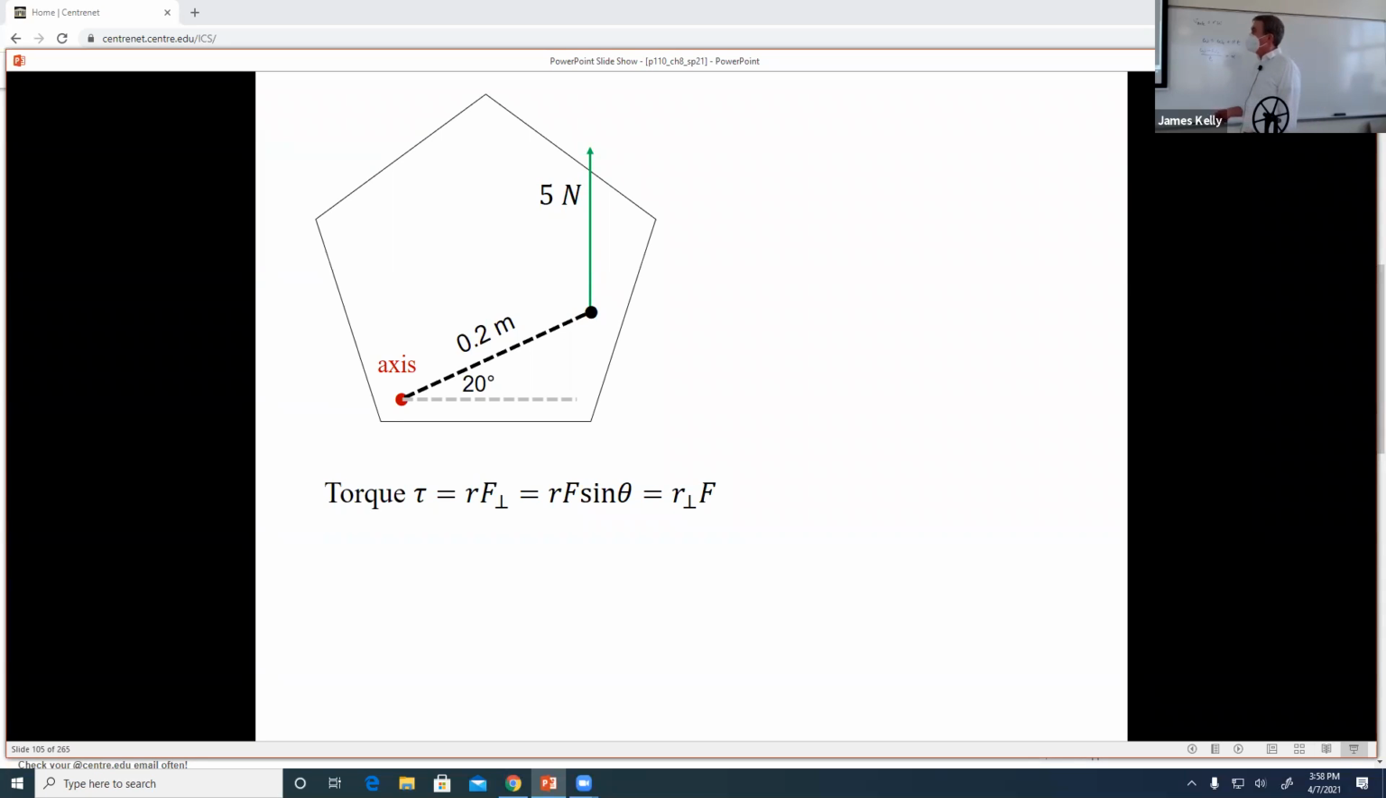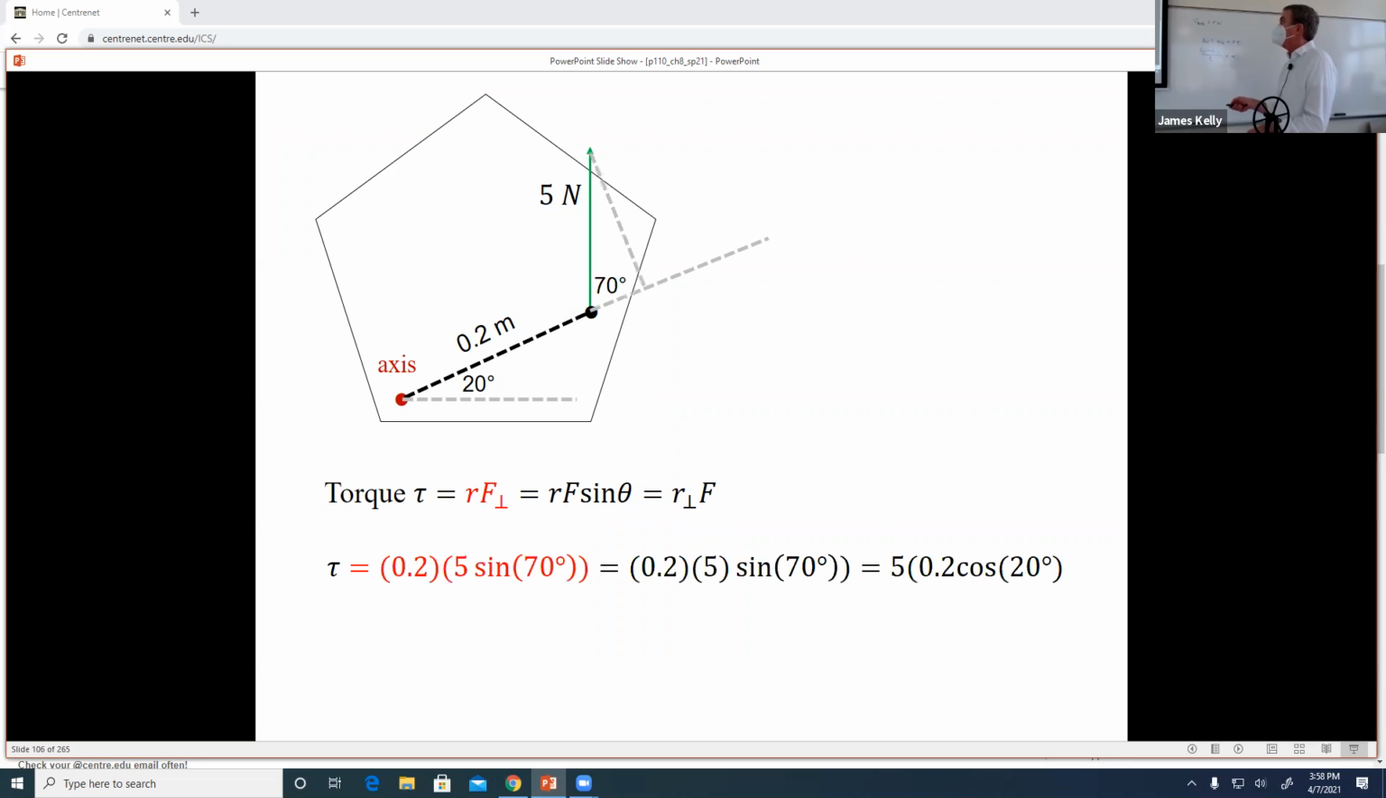Let's calculate the torque, and we'll do it all 3 ways here to show that you really can do it using any one of these. Let's first do it with the first formula, R times the perpendicular component of F. In this case, I don't have to do anything with R. R is just how far from where you're applying the force to the axis. That's 0.2 meters. To get the perpendicular component of the force, I need to draw a little right triangle here. Here is the perpendicular component of the force. It's going to be 5 times the sine of 70 degrees. Okay, so there it is.